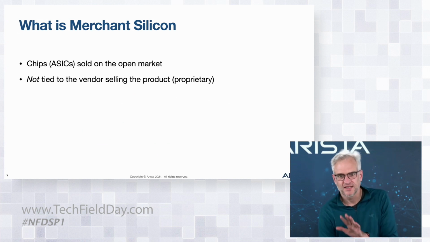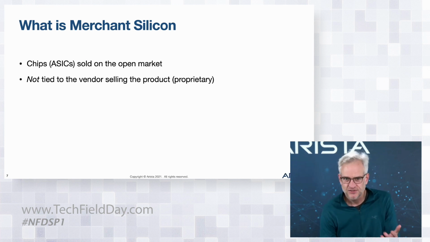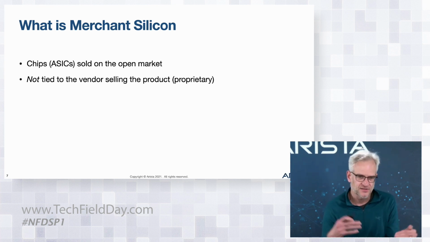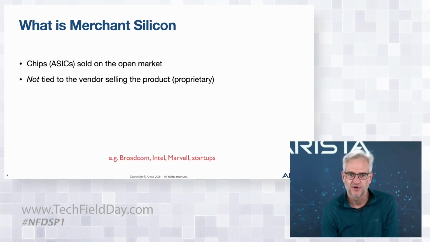So first of all, you probably know this, but I'll set out what I mean by merchant silicon, and it's pretty simple. It's chips, usually ASICs, or I think in all cases it's ASICs, that are sold on the open market, and they're not tied to a specific vendor that's selling the product. They're not proprietary to that vendor, so there's no lock-in or tie-in to a specific vendor with merchant silicon. And so that's what I mean by it.